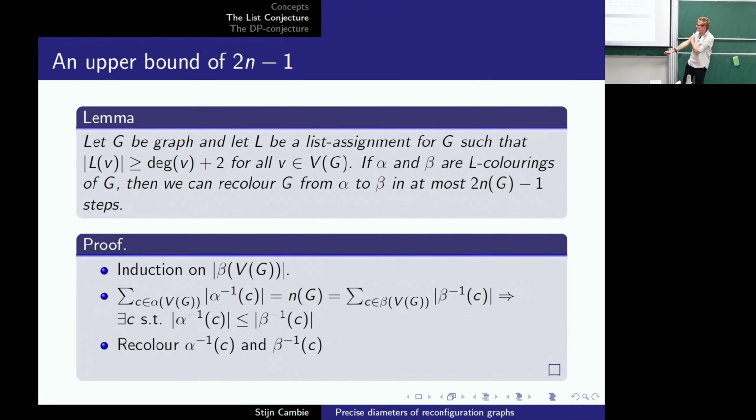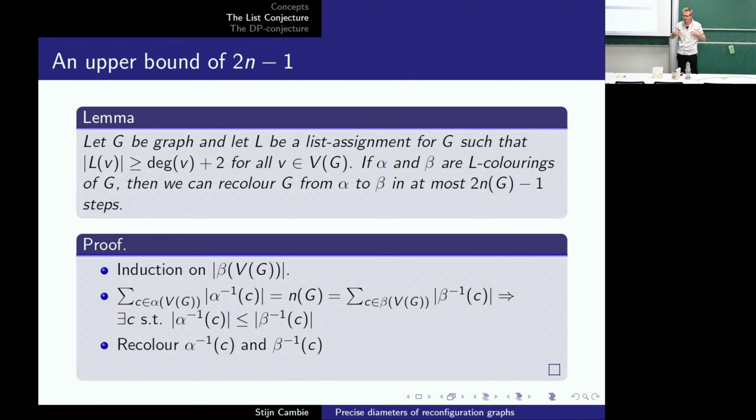Yeah, it's a lemma, so I also have a proof, which is basically induction. You consider the number of color classes under beta. Okay, if this would be 1, so you want to recolor all vertices in one color, and it has to be proper. This actually implies that the graph itself is just an independent set, a stable set. Recoloring a stable set can be done in n steps. n is at most 2n minus 1, so that's fine.